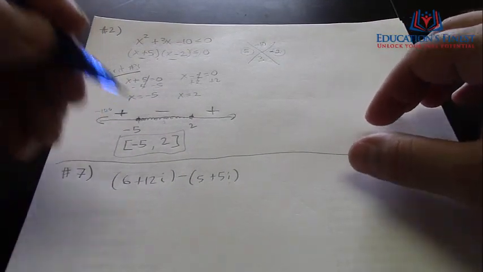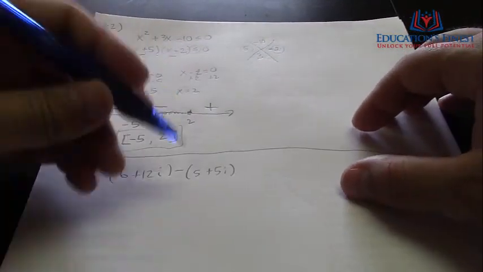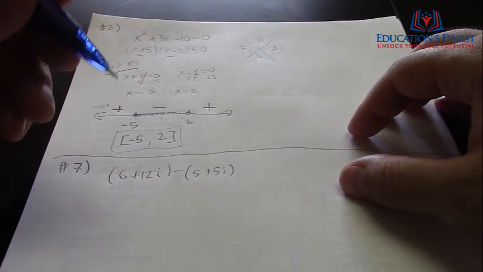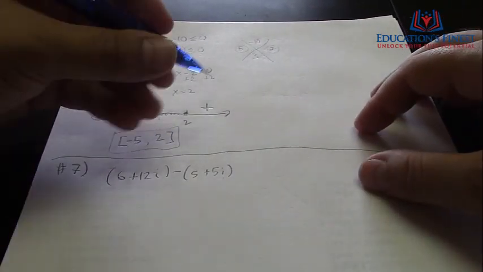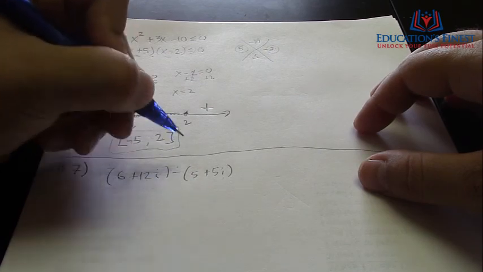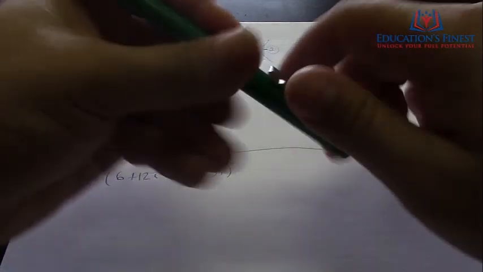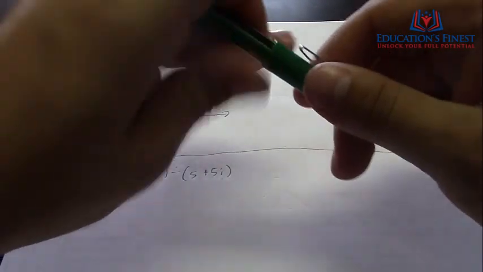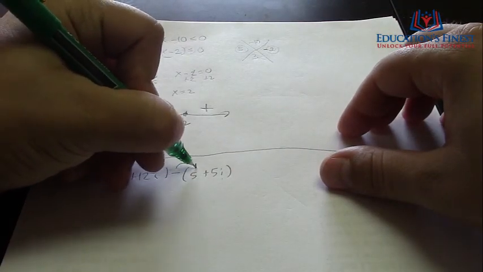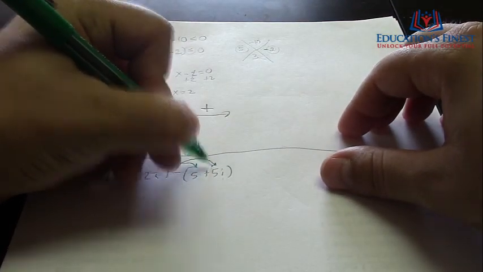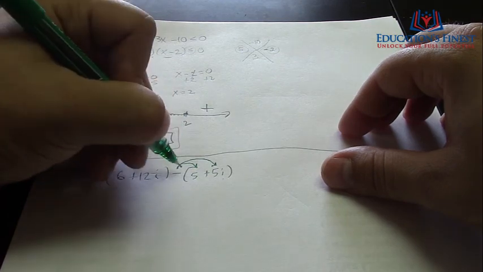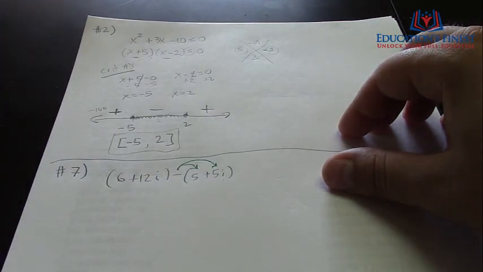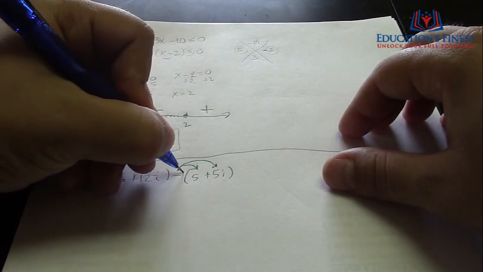Number 7. Okay, so when you see something like this, hold the urge to FOIL or distribute. The reason is because you have this minus here, okay? So what you're going to want to do is distribute just the negative, and there's always an invisible 1 here, so you're really distributing a negative 1, okay?